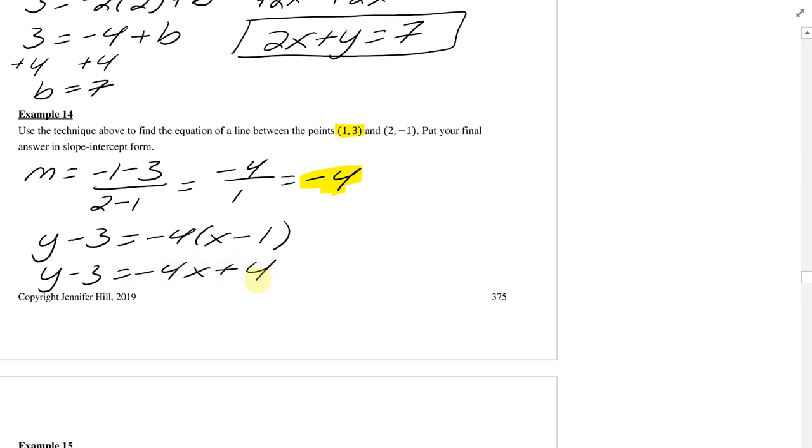So I distribute the negative 4, and so now I've got y minus 3, sorry, let me do this. So I've got y minus 3 equals negative 4x plus 4. So I'm just going to go ahead and add 3 to each side. So I get y equals negative 4x plus 7. And now is that the final answer? That is indeed. I needed the slope-intercept form of the line, so we're good to go.